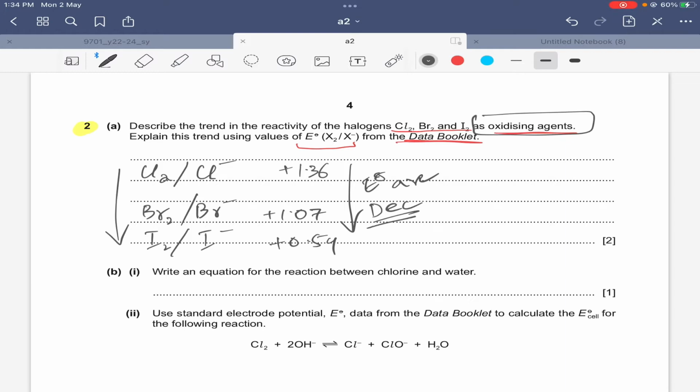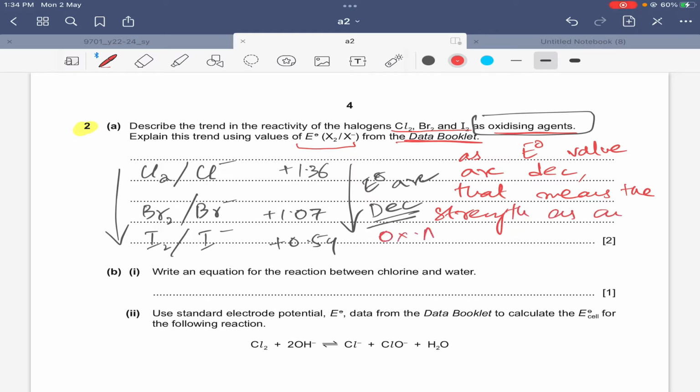So we can simply say that as E0 values decrease, the strength as an oxidizing agent decreases down the group. So they are getting weaker oxidizing agents as we go down the group.